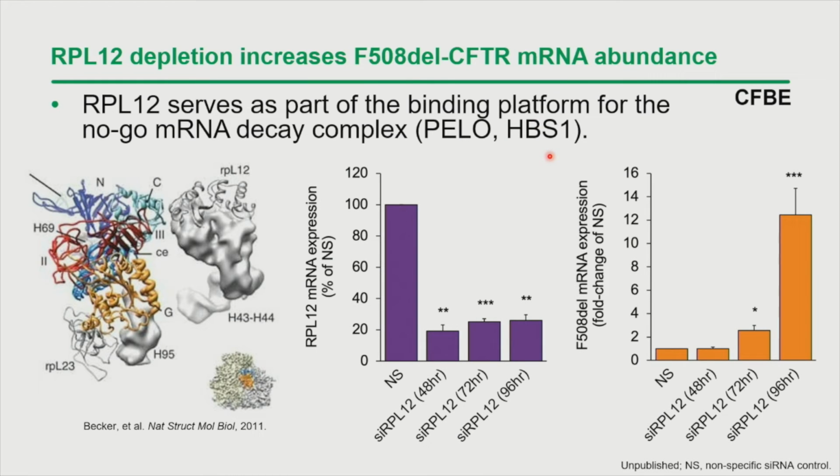And so we did a prolonged knockdown of RPL12 in CFBE, stably expressing delta F, and we found that around 72 hours is when we do see a significant, albeit small, increase in delta F mRNA expression. But really, at the 96-hour time point and beyond, there is a several-fold enhancement of these transcripts. So it's possible that we are interfering with the binding of the no-go decay complex to the ribosome without RPL12 there, but further detailed mechanistic studies would be required to evaluate if that's the case.